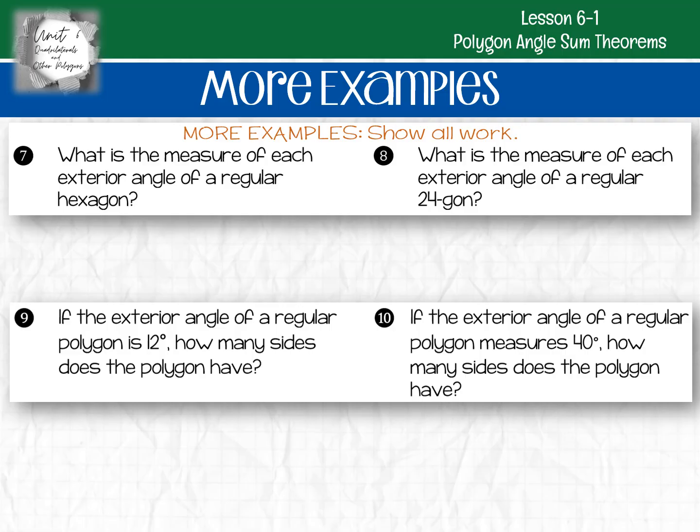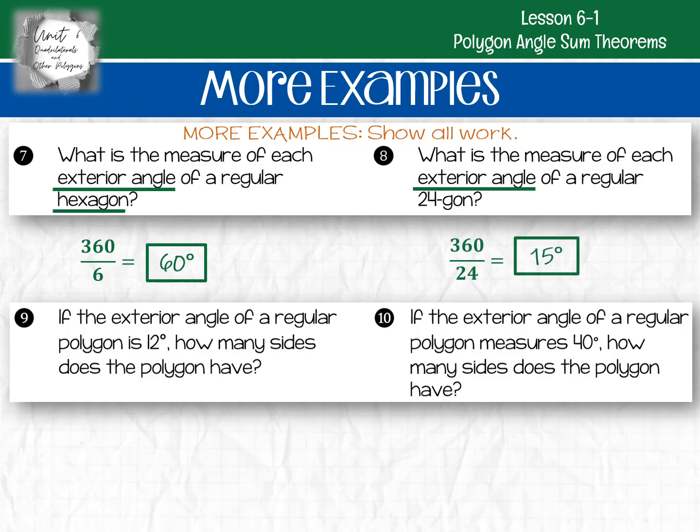More examples. Number 7. What is the measure of each exterior angle of a regular hexagon? So the total is 360. Hexagon is 6 sides. So 360 divided by 6 is 60 degrees. Number 8. What is the measure of each exterior angle of a regular 24-gon? So 360 divided by 24, each one is 15 degrees.